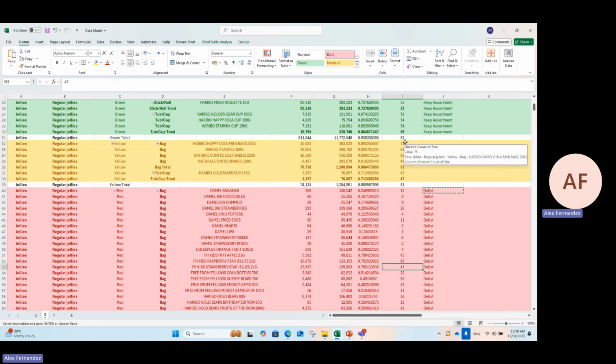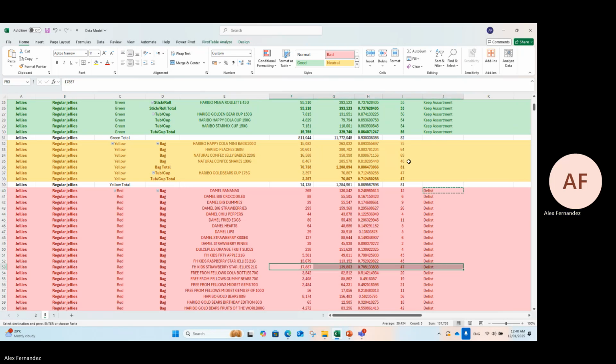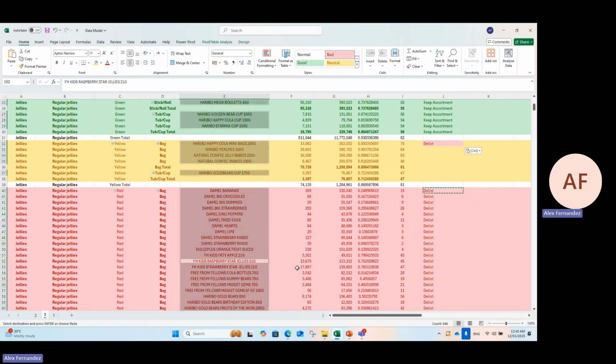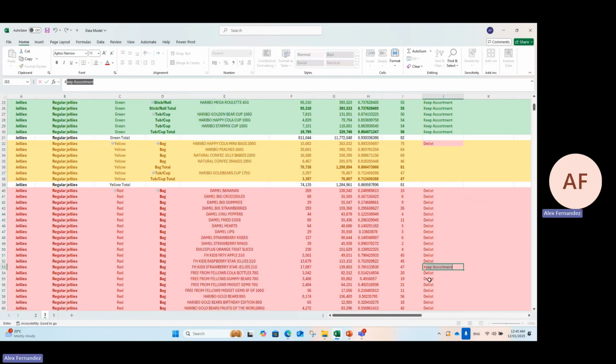This one is sold, for example, in 75 stores, but it sells only 15,000. Whereas this one is sold only in almost half the stores and has better sales. So when we want to delist, rather than delisting this SKU, we delist this SKU. And for this SKU, we put keep assortment. And here we put improve weighted distribution, numeric distribution. All right.